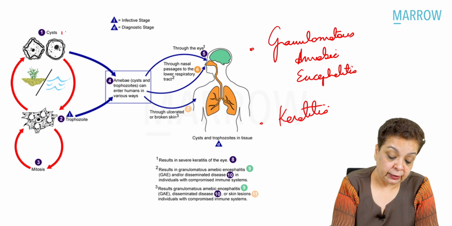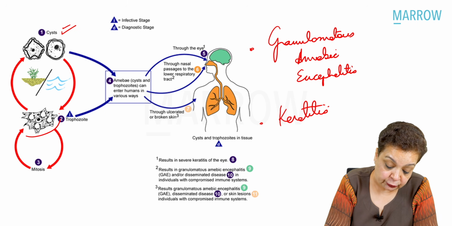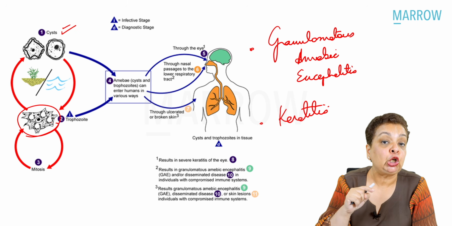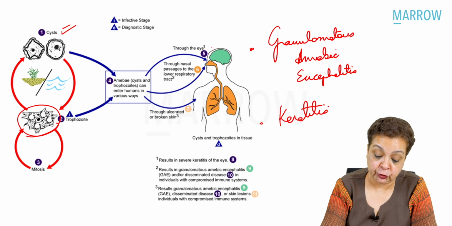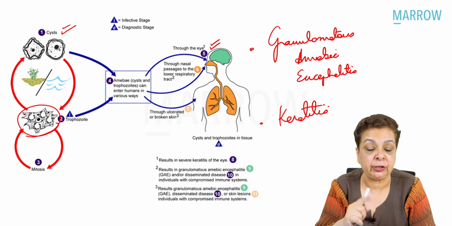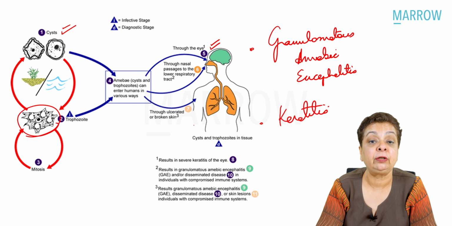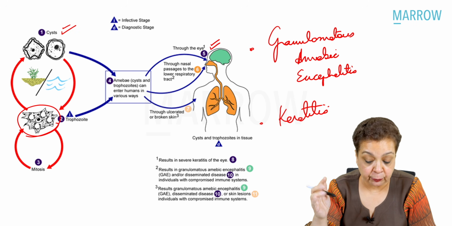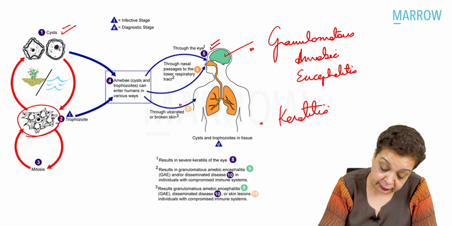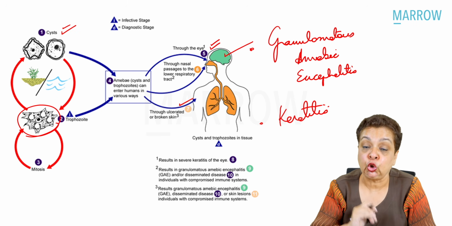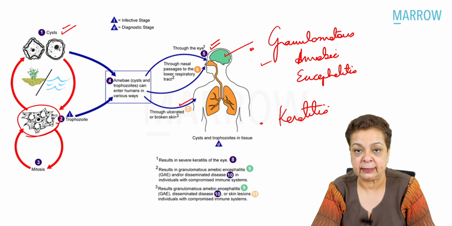Okay, so there are two stages in the life cycle of Acanthamoeba: cysts and these trophozoites, which have those spiny pseudopodia. Either of them can cause the infection, and the infection can occur either through the eye when it causes keratitis, or it can be inhaled when it reaches the lower respiratory tract and then spreads via the blood to cause granulomatous amoebic encephalitis, or sometimes it can even be acquired through the skin, when it again can cause granulomatous amoebic encephalitis.